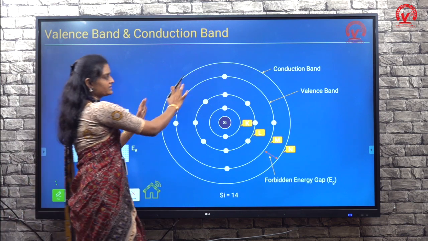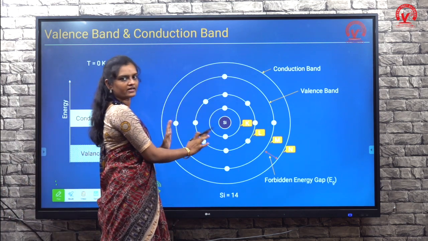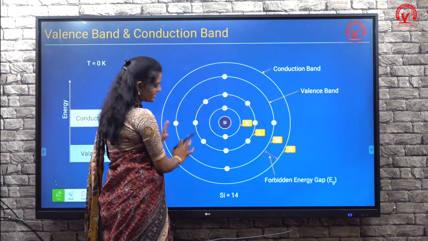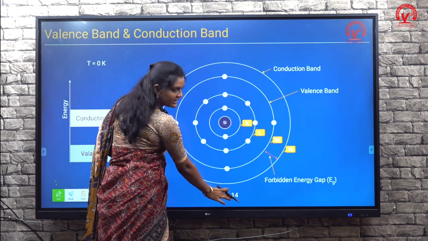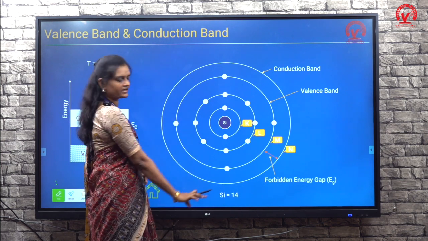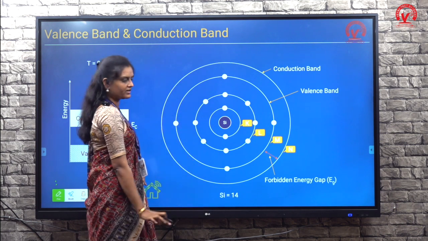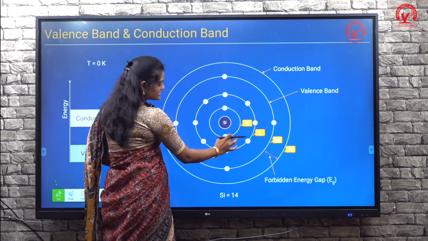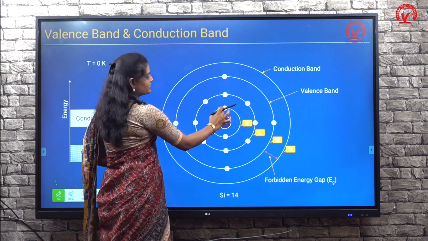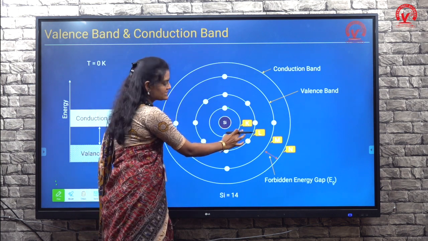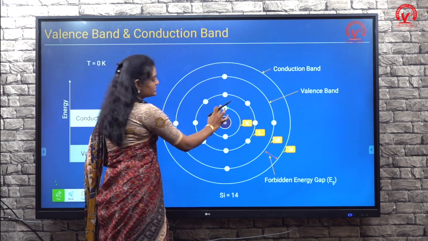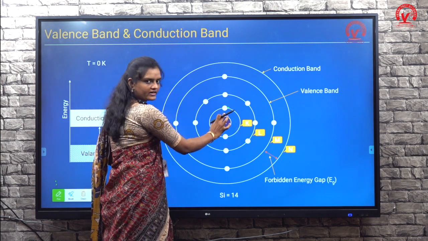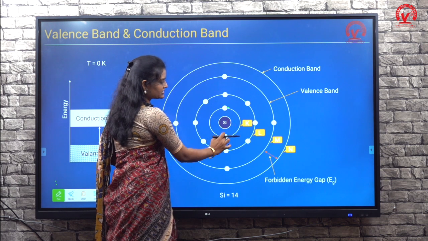Now I am taking one atom, a silicon atom. This silicon atom consists of 14 electrons. This is the nucleus, and the first shell, the K shell, holds 2 electrons. It is completely filled.